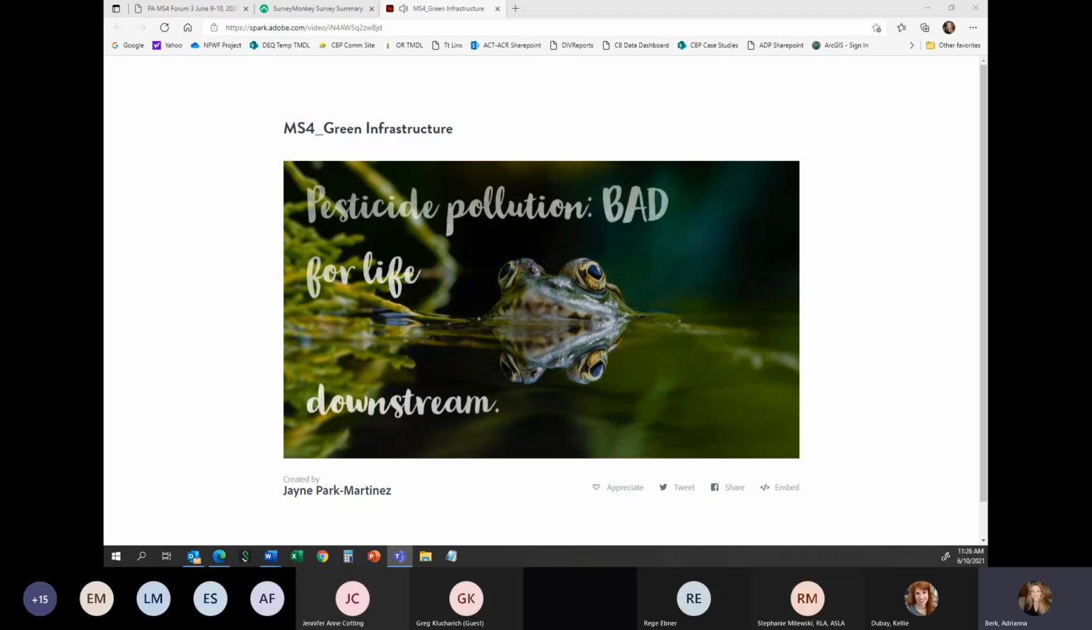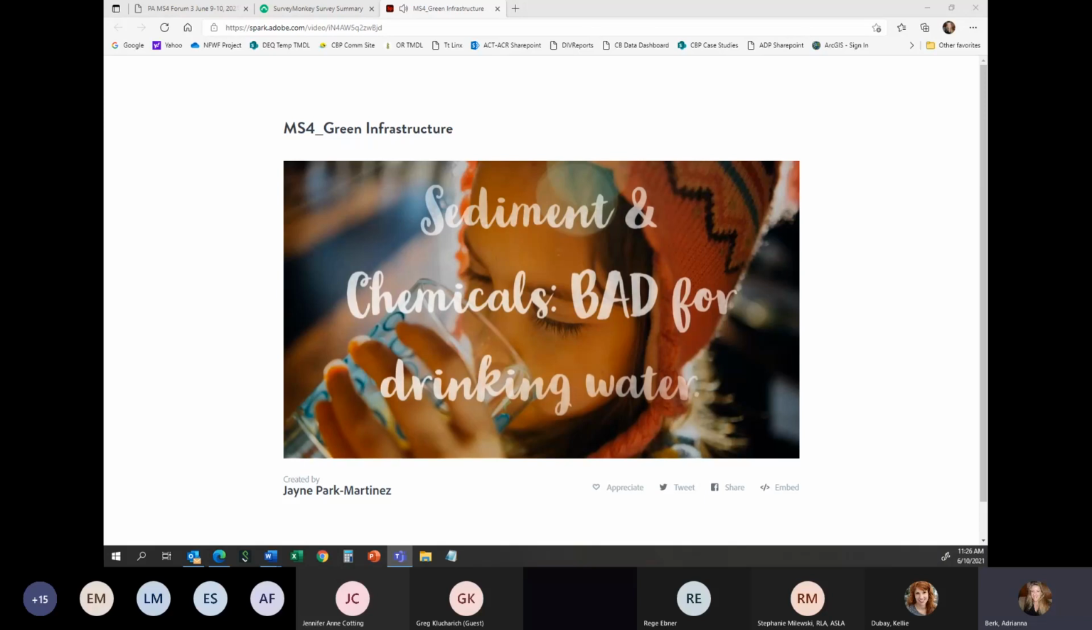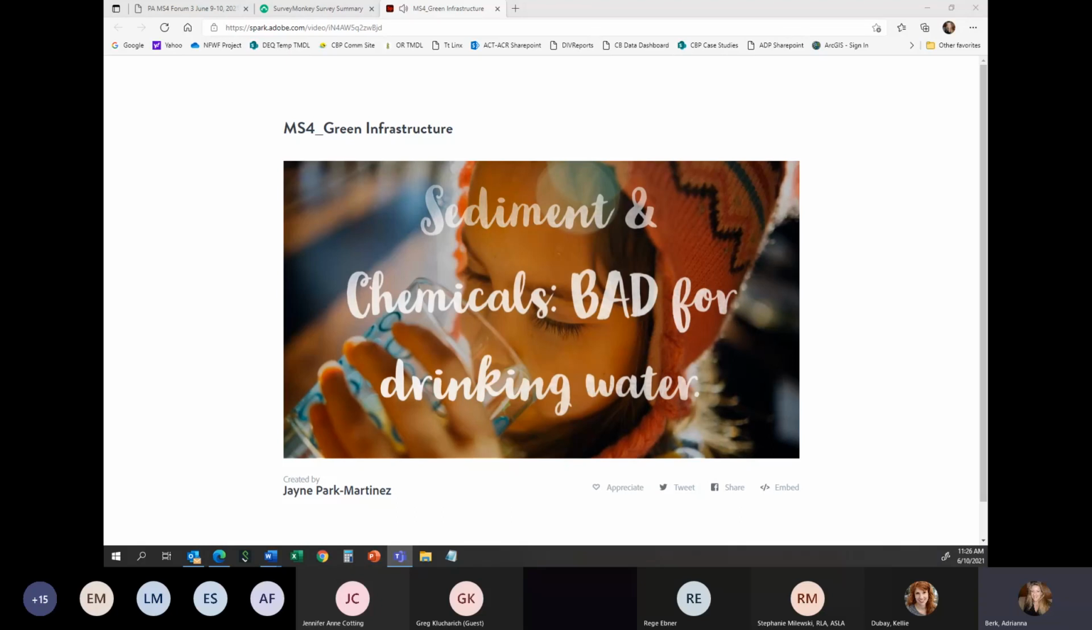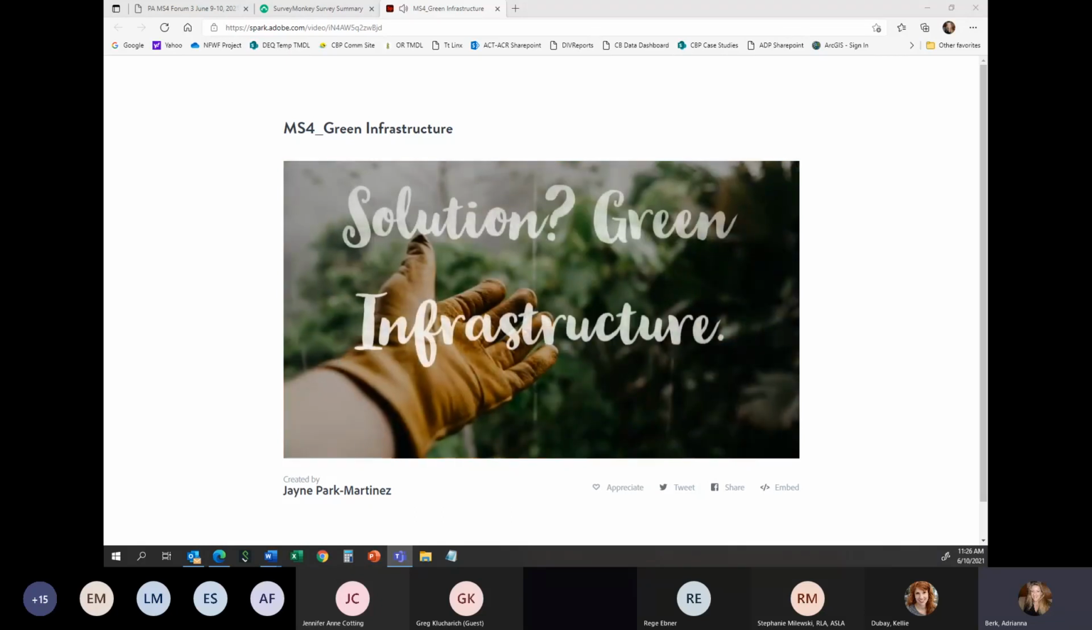Pesticides can harm aquatic life by mimicking hormones, causing aquatic life like frogs and fish problems with growth, development, and reproduction. Pollutants increase the cost of treating drinking water and can cause odor and taste problems. Pesticides can mimic hormones in humans too. How can we reduce sediment and chemical pollution in stormwater runoff?